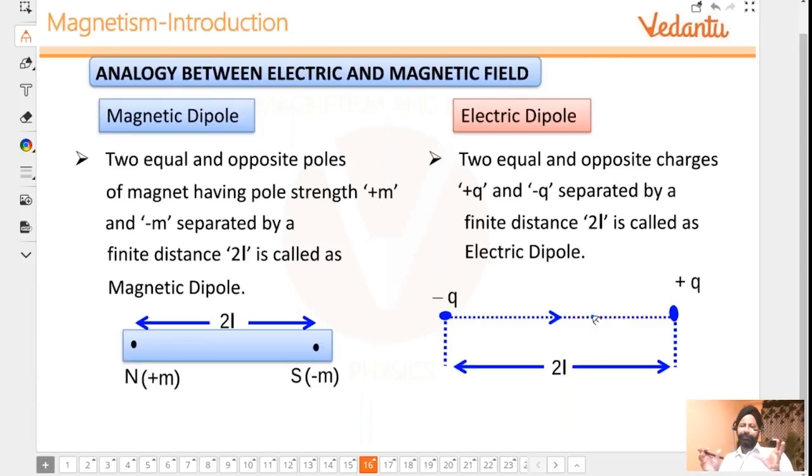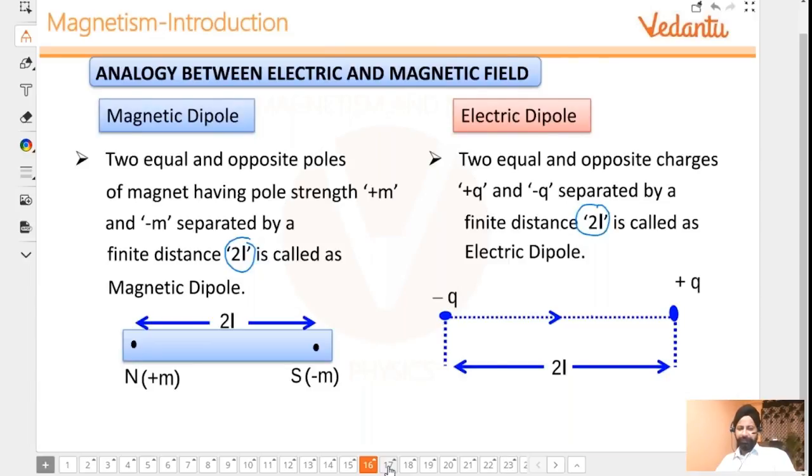Electric dipole is two equal and opposite charges separated by a distance. Magnetic dipole is no different. It is two equal and opposite poles separated by some distance, and we usually take the distance as 2L here and 2L here, because if we take L, then we have to deal with the fractions there. You can take it as L if you want, but that will not be as clean as this.